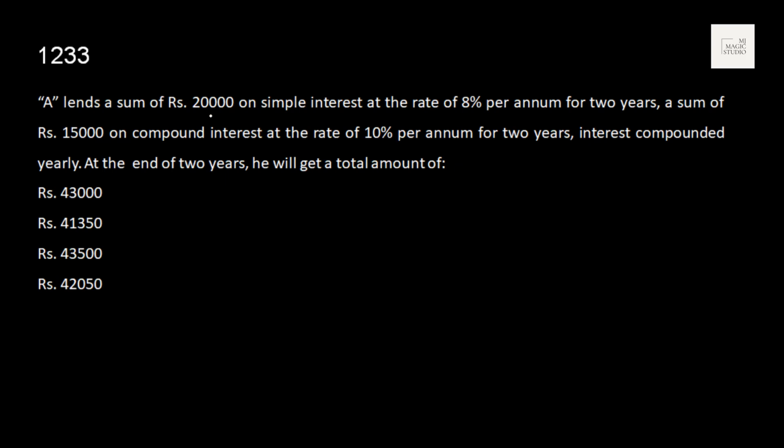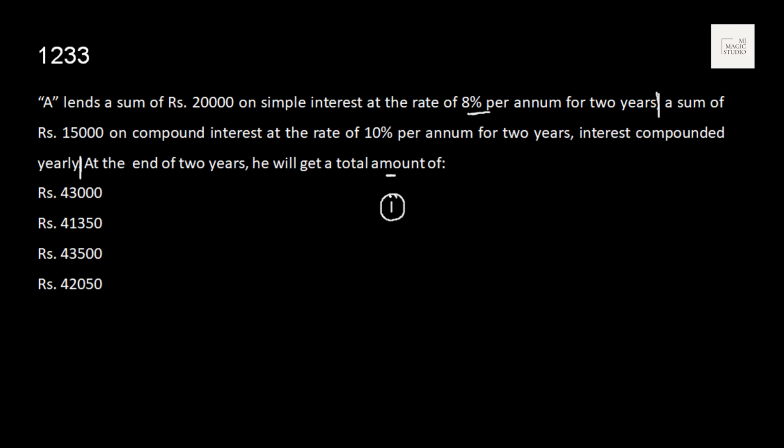A lends a sum of rupees 20,000 on simple interest at a rate of 8% per annum for 2 years, and a sum of 15,000 on compound interest at the rate of 10% per annum for 2 years, interest compounded yearly. At the end of 2 years, he will get a total amount of.